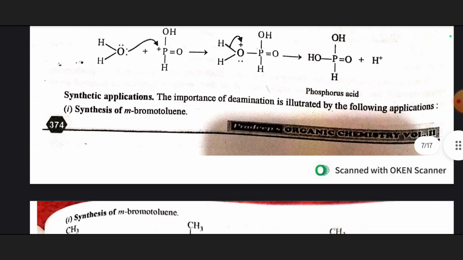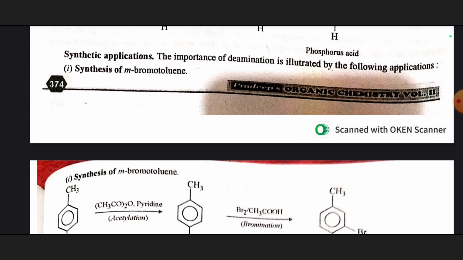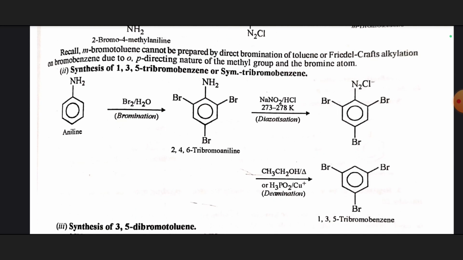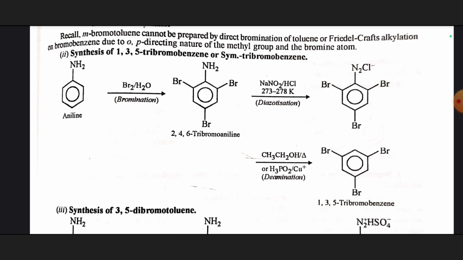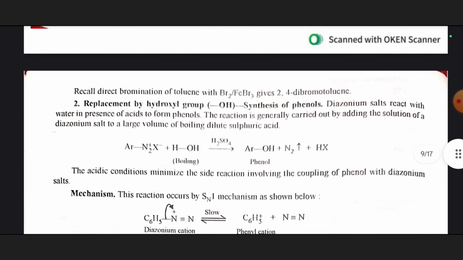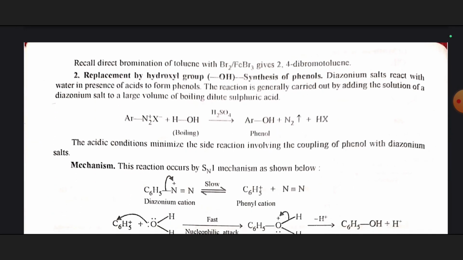Synthetic applications. The importance of deamination is illustrated by the following applications. First, synthesis of m-bromotoluene. Recall, m-bromotoluene cannot be prepared by direct bromination of toluene or Friedel-Crafts alkylation on bromobenzene due to the ortho-para directing nature of the methyl group and the bromine atom. Second is synthesis of 1,3,5-tribromobenzene or symmetrical tribromobenzene. Third, synthesis of 3,5-dibromotoluene.